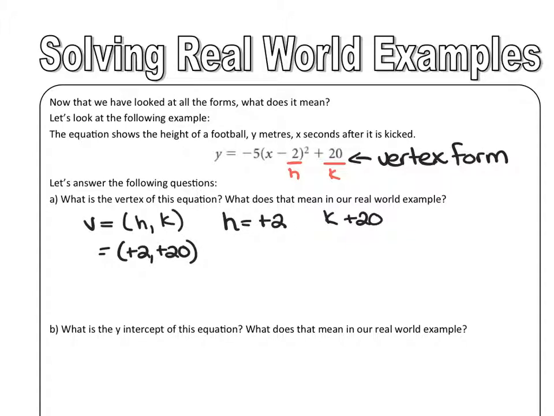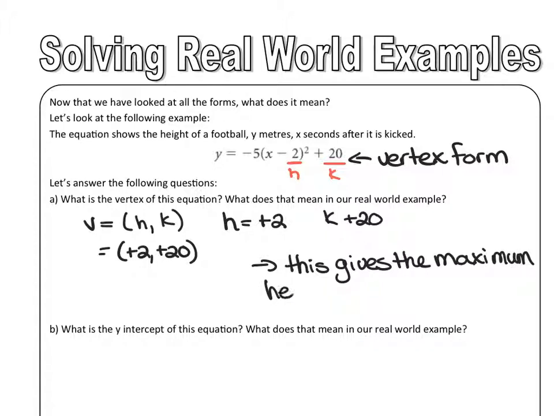The other question is, what does this mean in our real world example? The vertex is always the highest point or lowest point of the quadratic. So in our case, this gives the maximum height of the football.